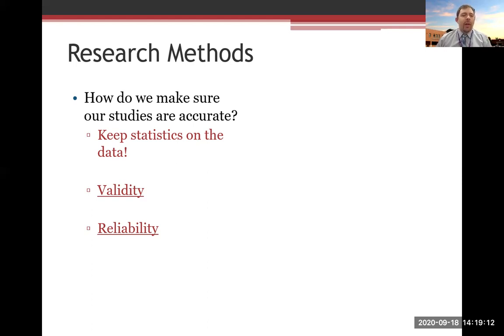On the other hand, we can have reliability, and reliability is about the consistency of the data. So if I hit that gas and every time it goes to the same RPMs, that's reliable data, even if it's not measuring how fast the car actually goes. It's reliable because it's consistent every time I repeat the study.